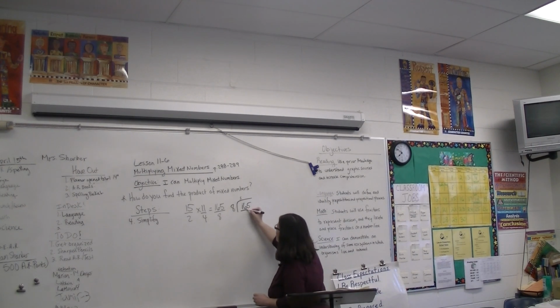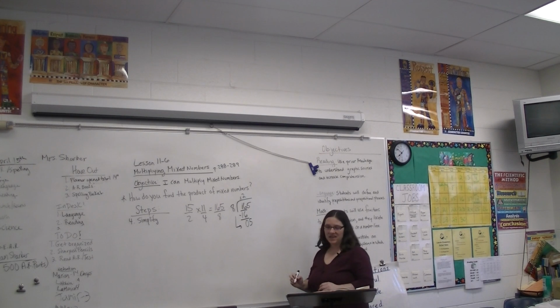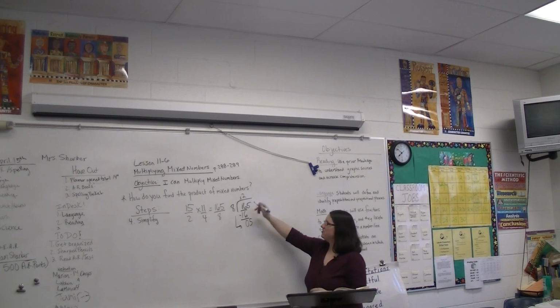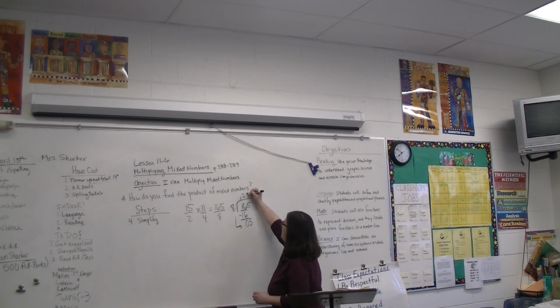Now we do 16 divided by 8, which is 2. 2 times 8 is 16. 16 take away 16 is 0. I cannot do 0 divided by 8, so I bring down the 5. And I cannot do 5 divided by 8, so we put the 0 up here to hold place value.